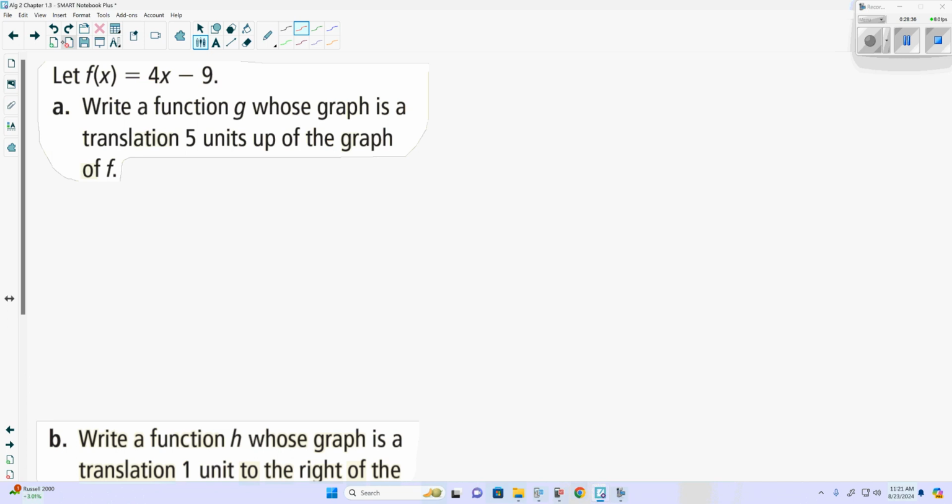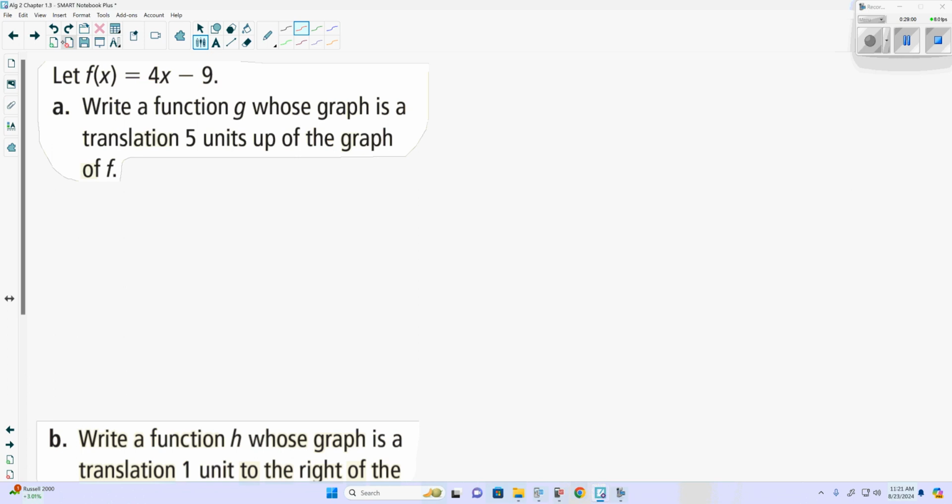Let f of x equal 4x minus 9. We want to write a function g whose graph is a translation 5 units up of the graph of f. Now, out of the 2 of these, I think this is a little bit nicer than left-right. Would you all agree with that? Because for the most part, we're just taking that number and adding it to it.